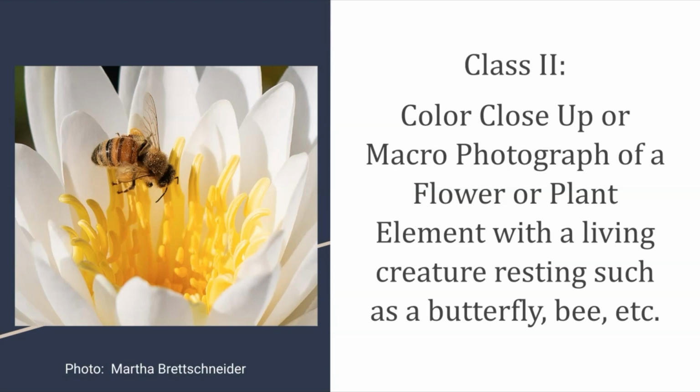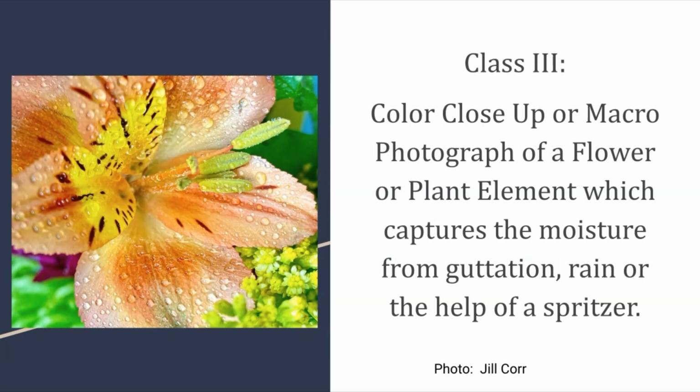Class 2 is a color close-up or a macro photograph of a flower or a plant element with a living creature resting on it, such as a butterfly or a bee or a worm or an insect or even a frog. Class 3 is a color close-up or a macro photograph of a flower or a plant element which captures the moisture from guttation, rain, or the help of a spritzer.